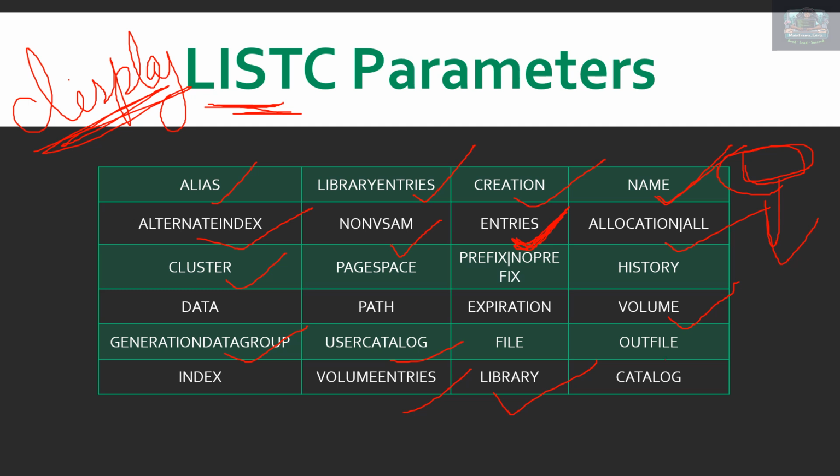And this is the OUTFILE parameter. If you want the output of this display not to be shown on the console or the job log, and you want it in your own dataset, then you can use this OUTFILE dataset.